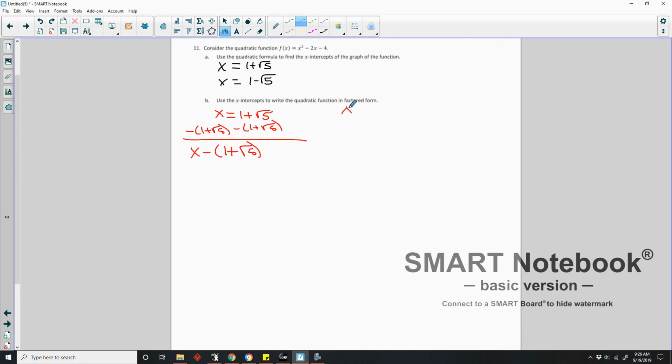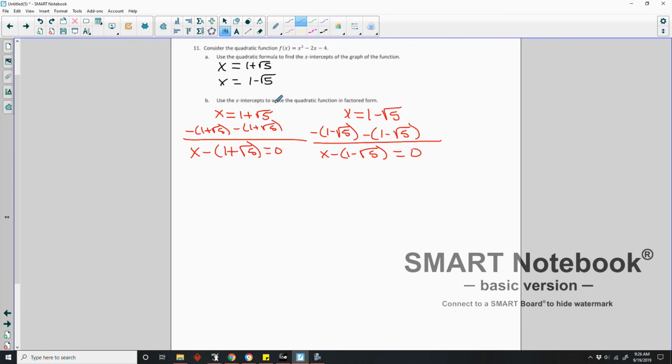So if I have x equals 1 minus the square root of 5, then I'm going to subtract 1 minus the square root of 5. And you need parentheses here because you're subtracting all of it. Minus the quantity 1 minus the square root of 5. So when I do that, I get x minus the quantity 1 minus the square root of 5 equals 0. I should have had equals 0 here as well.